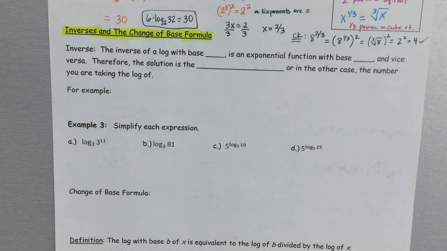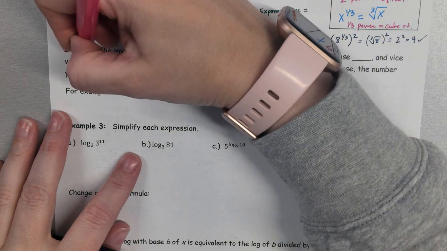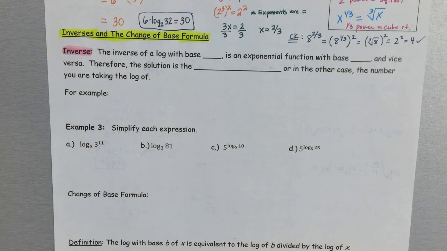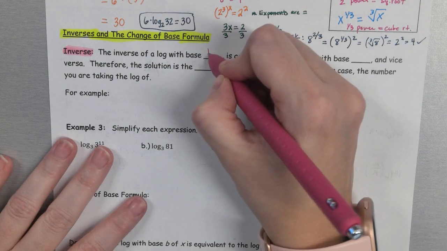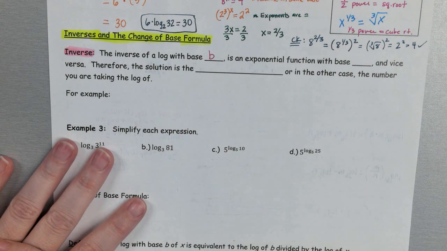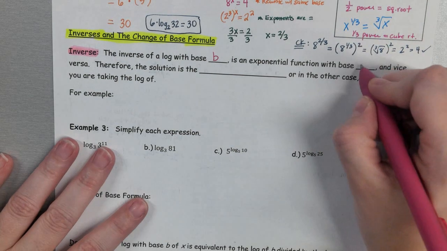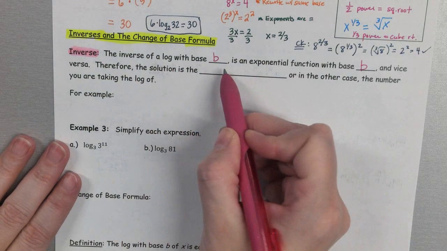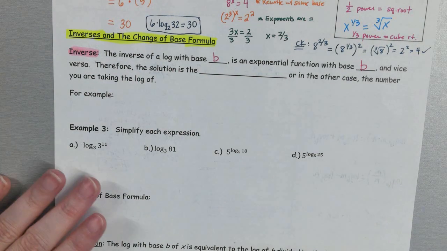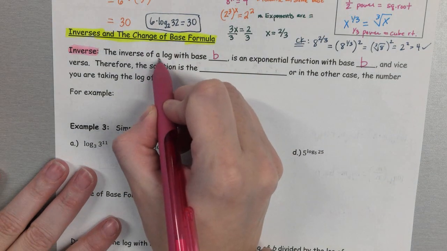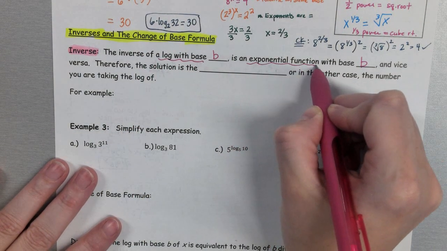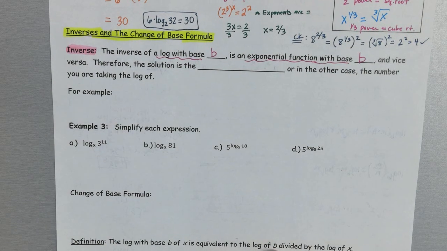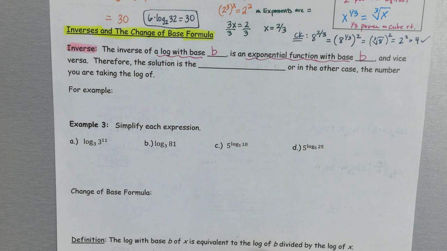Okay? So the inverse, first we're going to go over the rules, and then I'm going to show you some examples. Okay, the inverse of a log that has base b is an exponential function with base b and vice versa. Okay, so the inverse of a log with base b is an exponential function with base b. So the log with base b and the exponential function with base b, they're inverses. What do inverses do to each other?